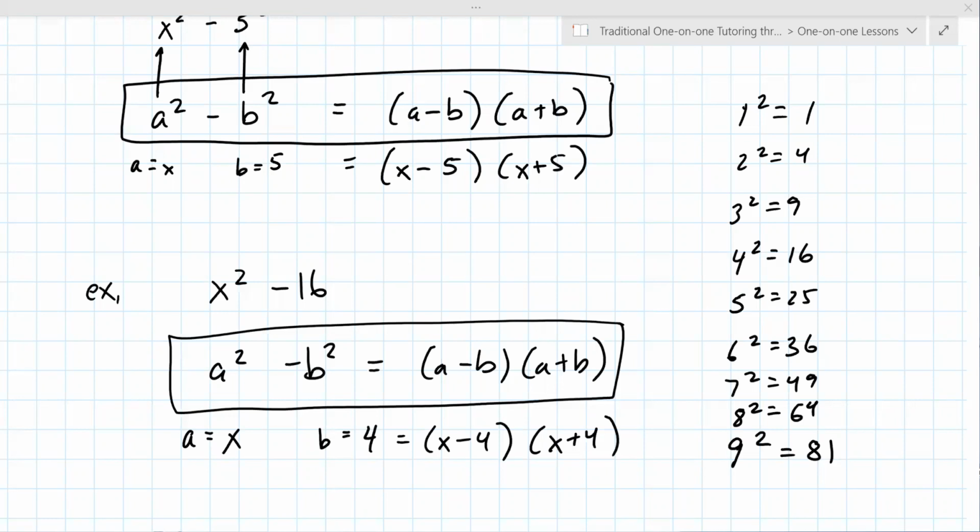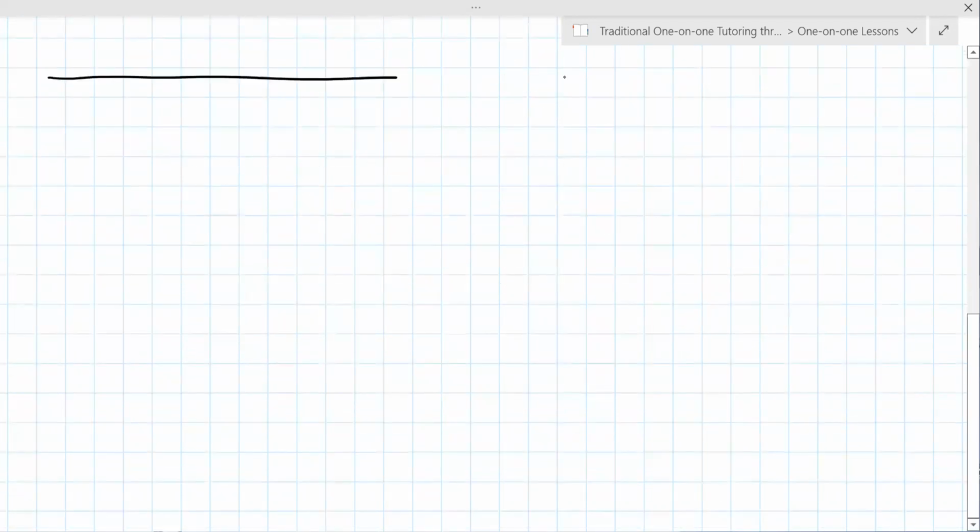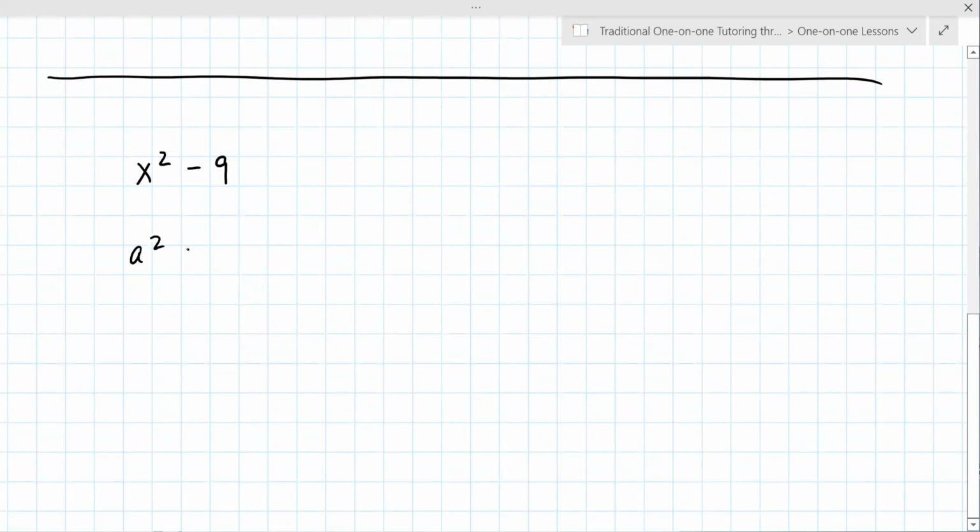Okay, got it. Okay, fantastic. So let me give you a few problems to try here on your own. So let's try this first one here. How about x squared minus 9? Okay. So again, you've got to figure out what is your a and what is your b. A is x and b is 3. Okay, so now what do you write it as? What goes inside the parentheses?